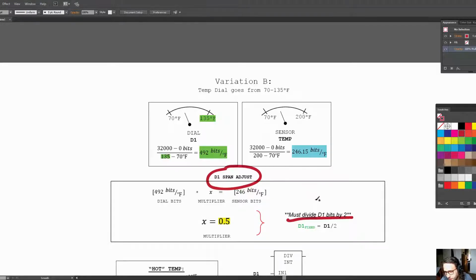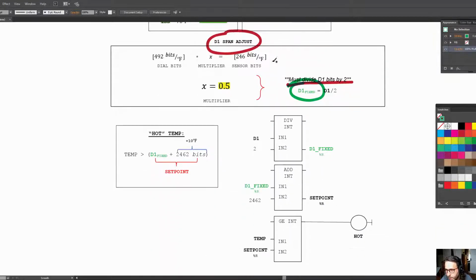Our software doesn't let you do anything by one half, so you can't multiply by 1/2, you must divide by 2. So we have this intermediate step here. We have to take what's coming out of the dial, D1, and we've got to divide it by 2. And then we get a new adjusted signal from D1. And so I gave myself a new variable called D1 fixed, just so I can route it.